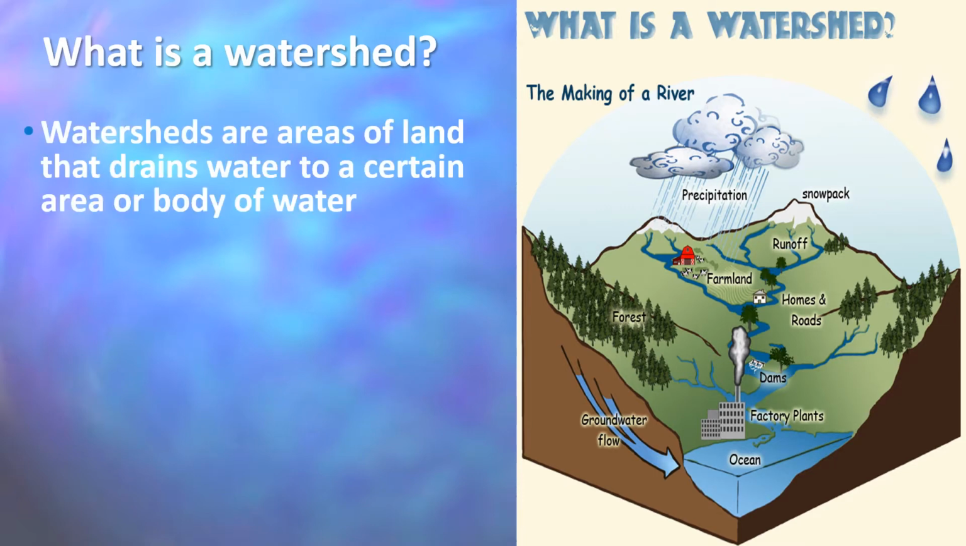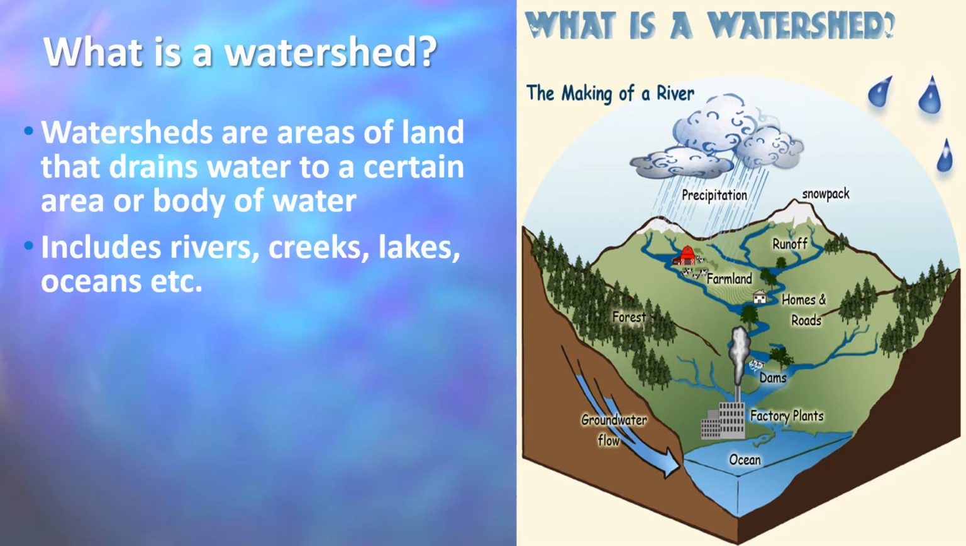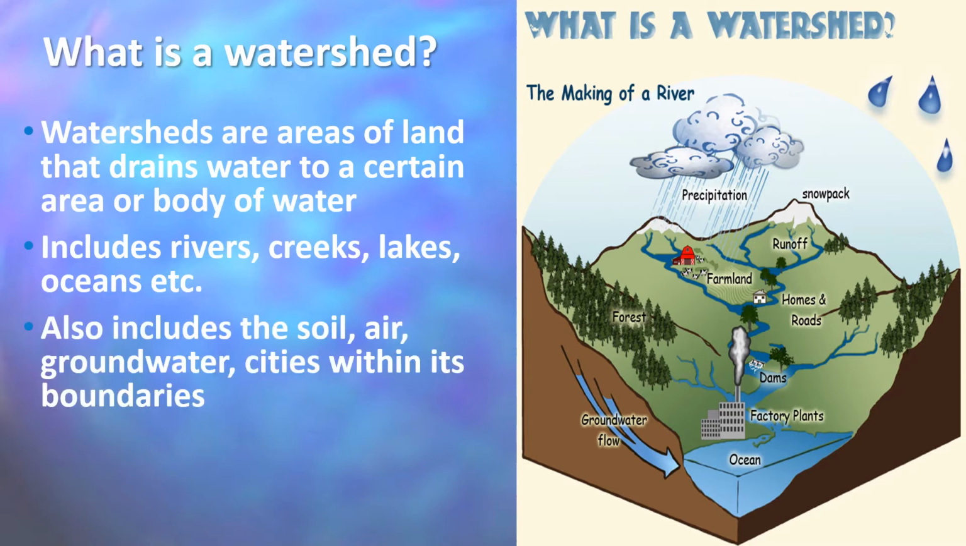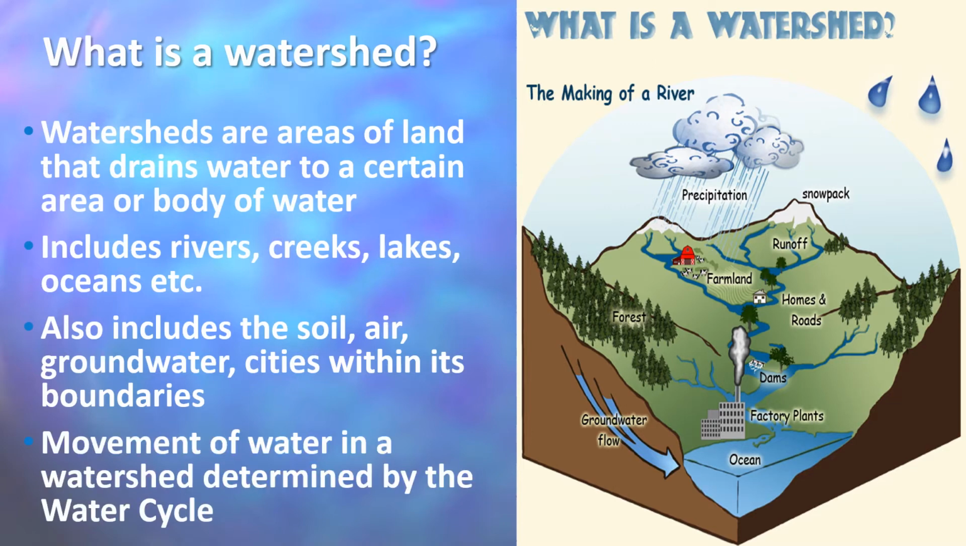What is a watershed? Watersheds are areas of land that drain water to a certain area or body of water, including rivers, creeks, lakes, oceans, etc. This also includes the soil, air, and groundwater within its boundaries. Movement of water in a watershed is determined by the water cycle.